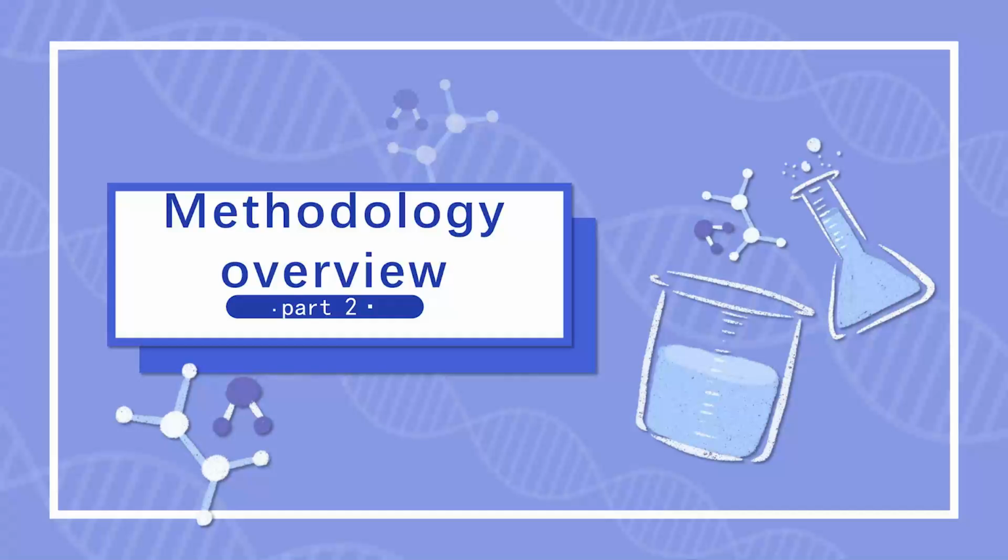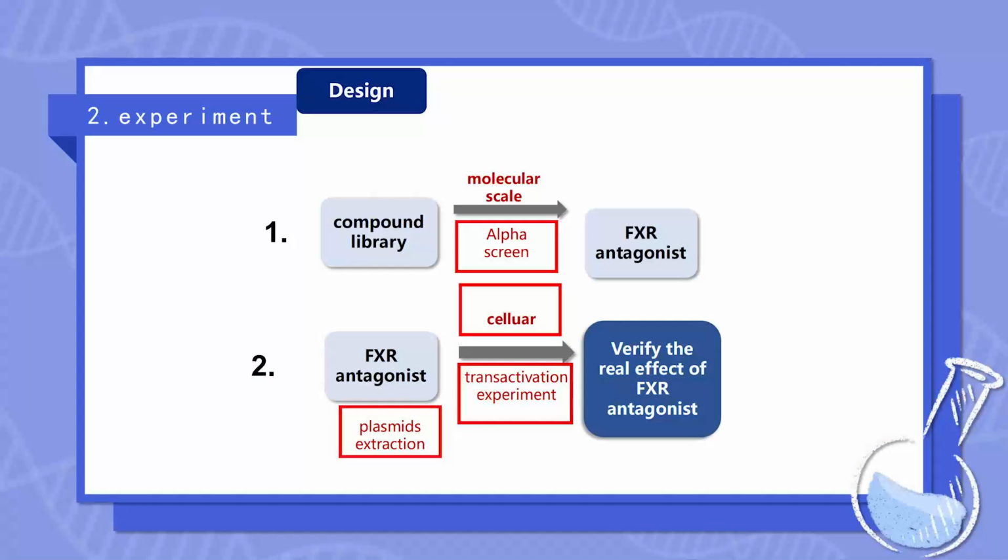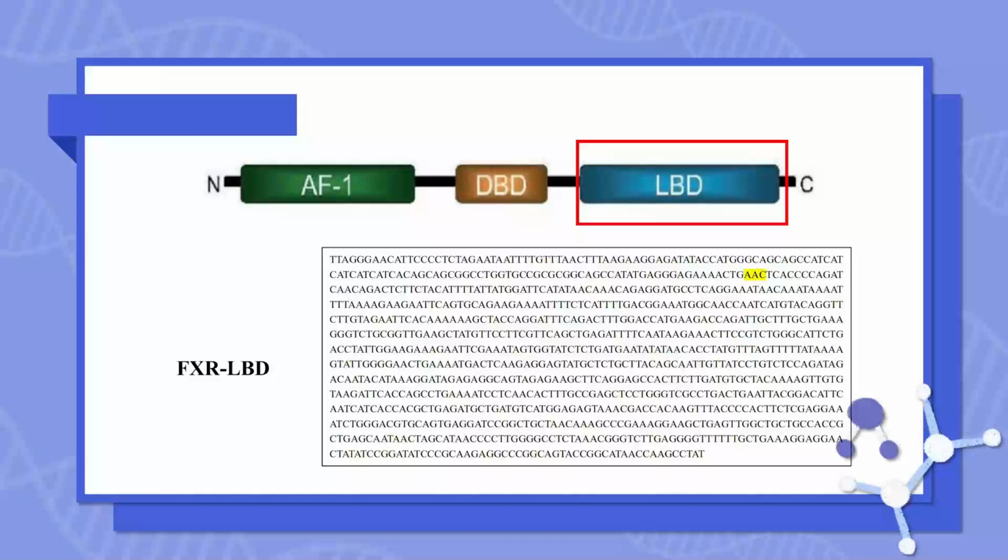So after knowing our experiment purpose and background, let me introduce our selected method in conducting this experiment and tell you what we have got as a result. First and foremost, we have designed a find-and-confirm idea, which includes finding the FXR antagonist at the molecular scale and testing on the cellular scale. So let's go to the more detailed part.